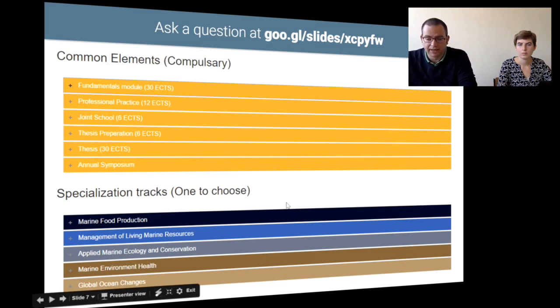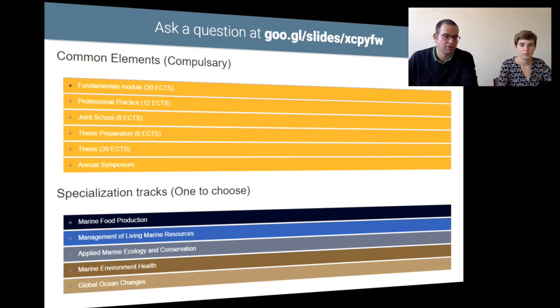That brings me again to this slide, which shows you the common elements with the number of credits corresponding to them, and you will also see the different specialization tracks. Every student has to choose one specialization track, and within the specialization track you can then choose the different mobility options for the second and the third semester.